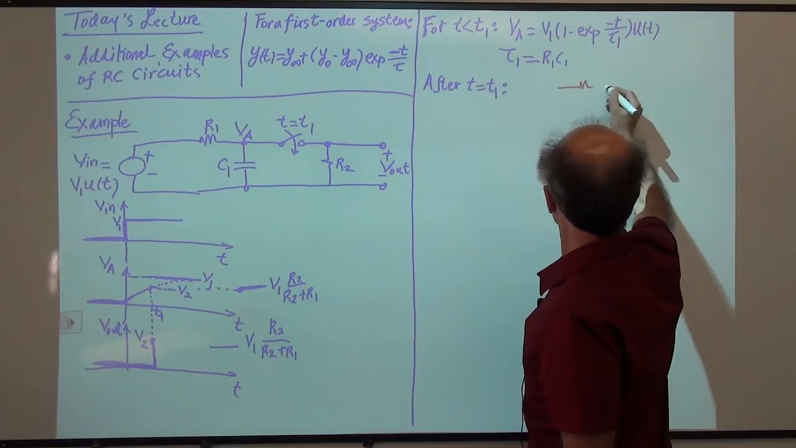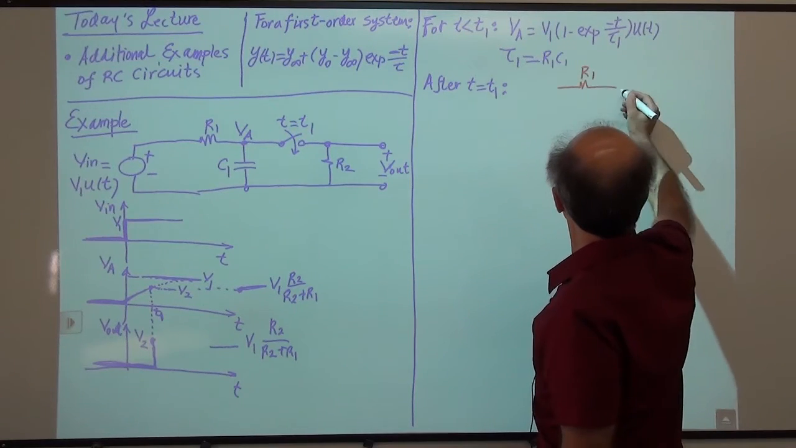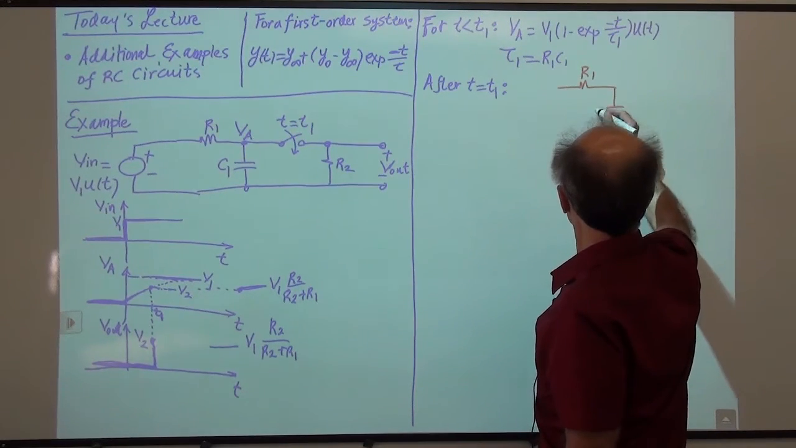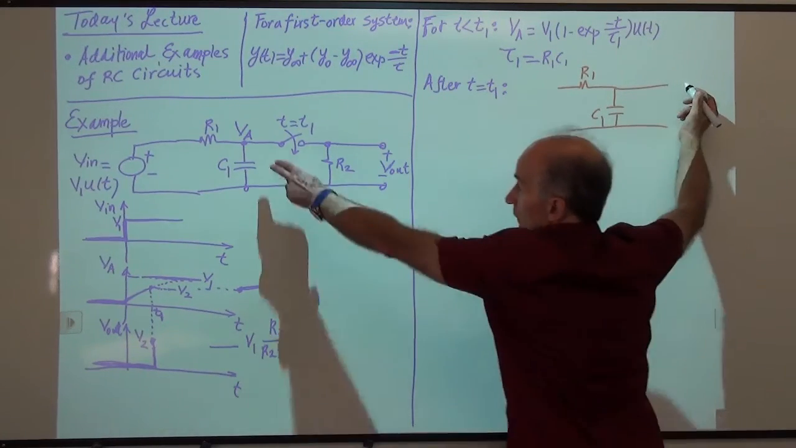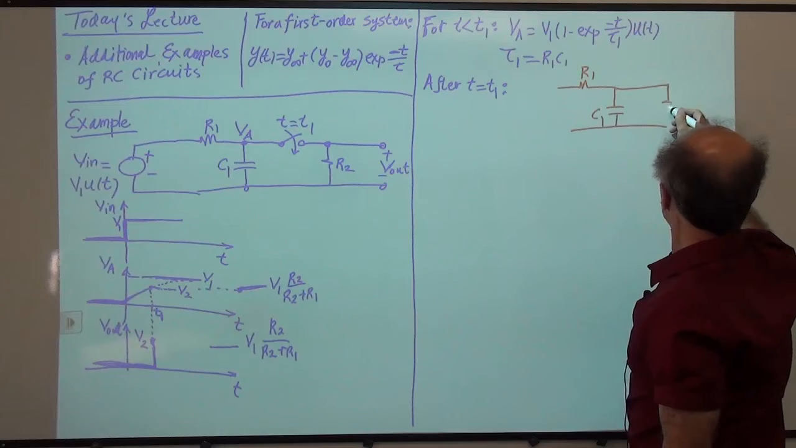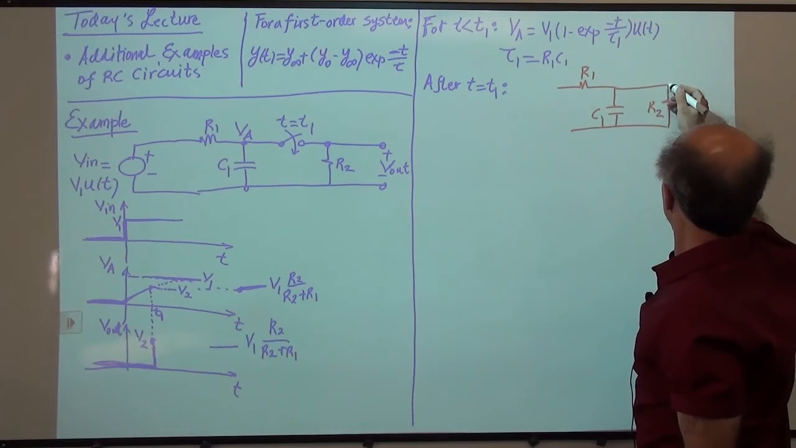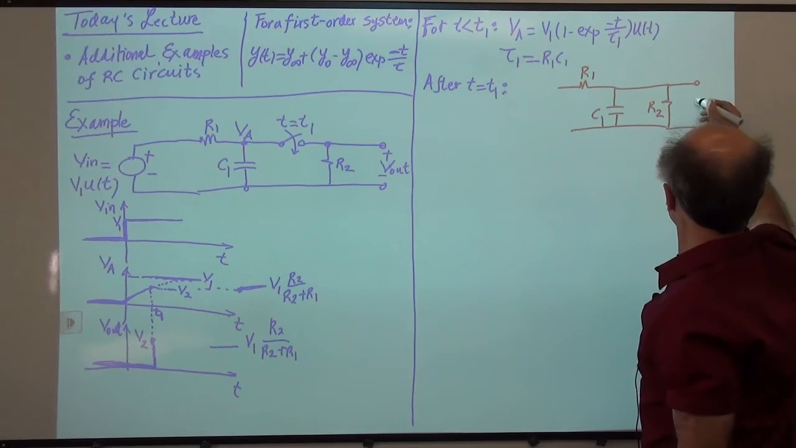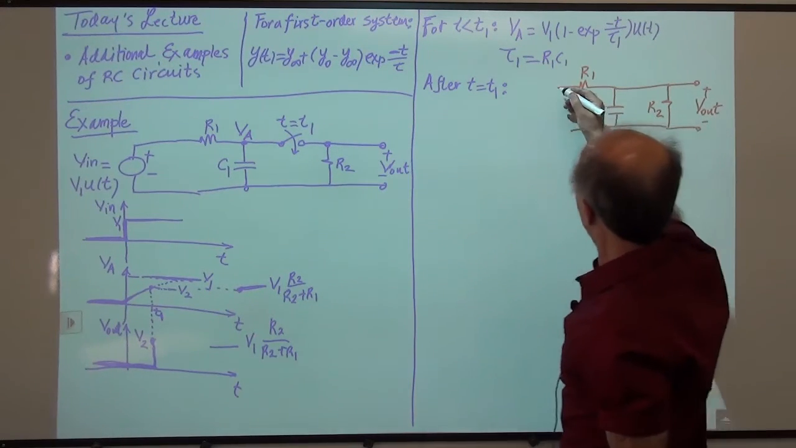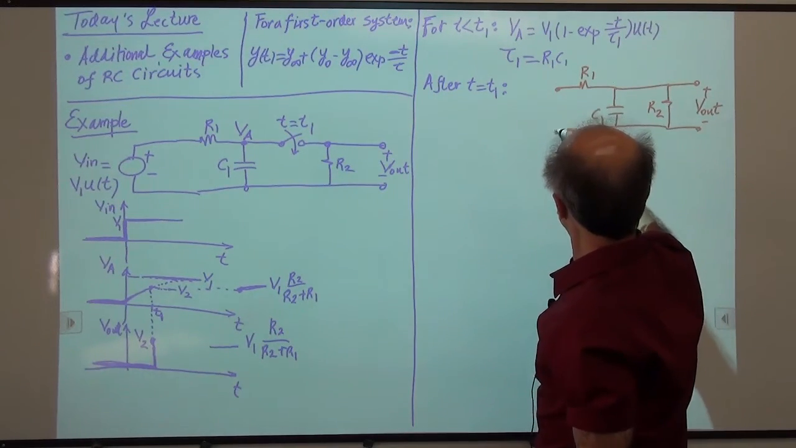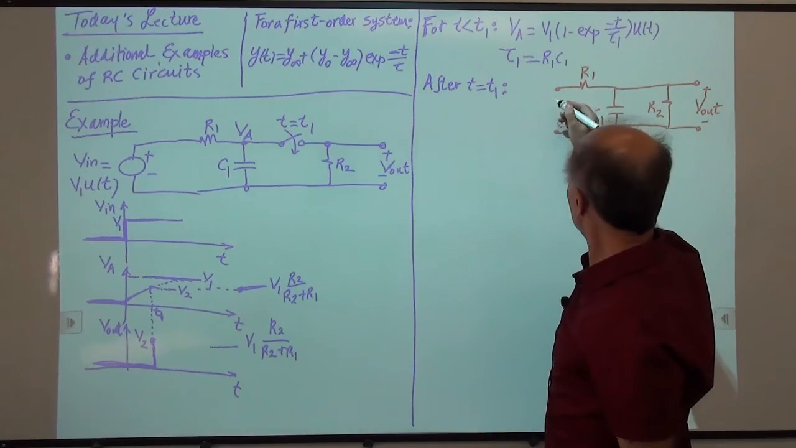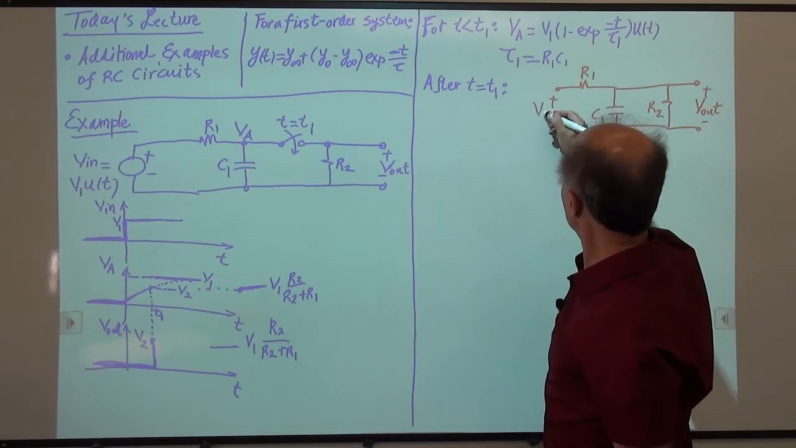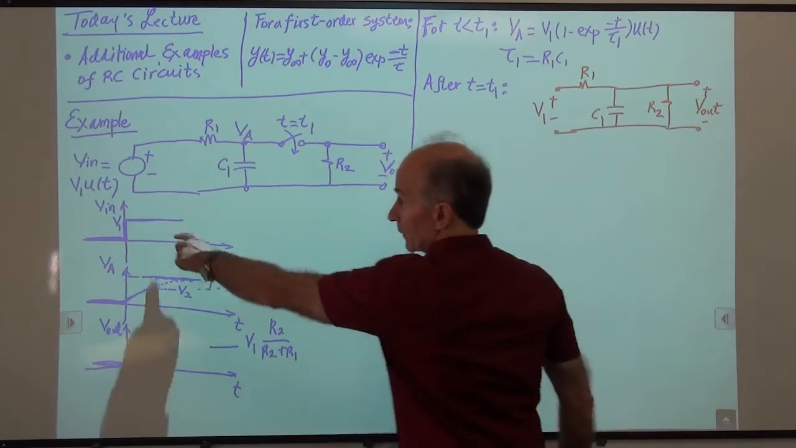Now we have a resistor here, R1. Then we have a capacitor. Then we have a short circuit. And then we have R2. And we are interested in this voltage V out. And at this point in time, this is just equal to V1, right? It's a step that jumped from 0 to V1. So this is now V1, just constant, right? This is over here.